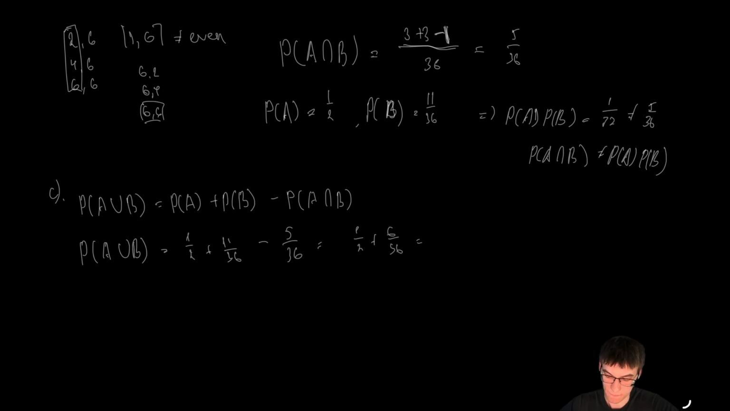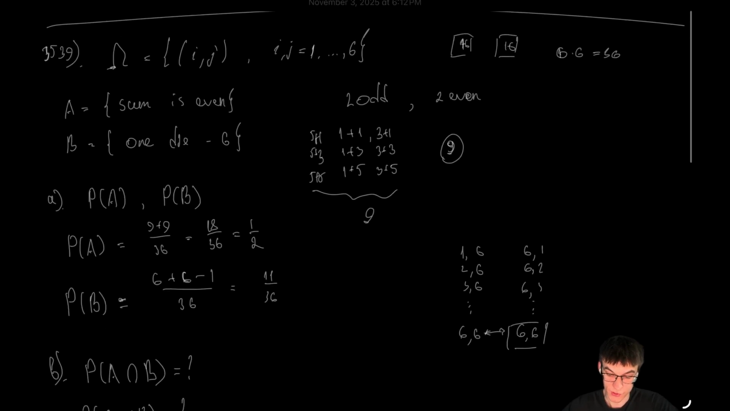Let's try to do some arithmetic here. It's going to give us 18 over 36 plus 6 over 36, which is 24 over 36. And now if we try to reduce this fraction, dividing by 4 gives 6 over 9, and dividing by 3 gives 2 over 3. So that's basically the probability of their union. So that was pretty simple.